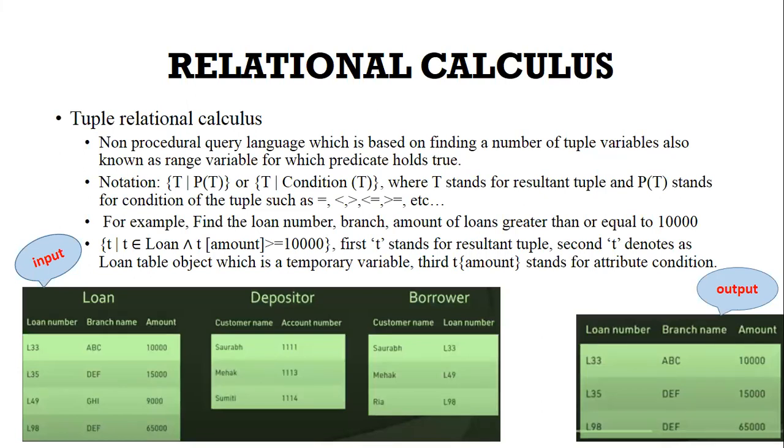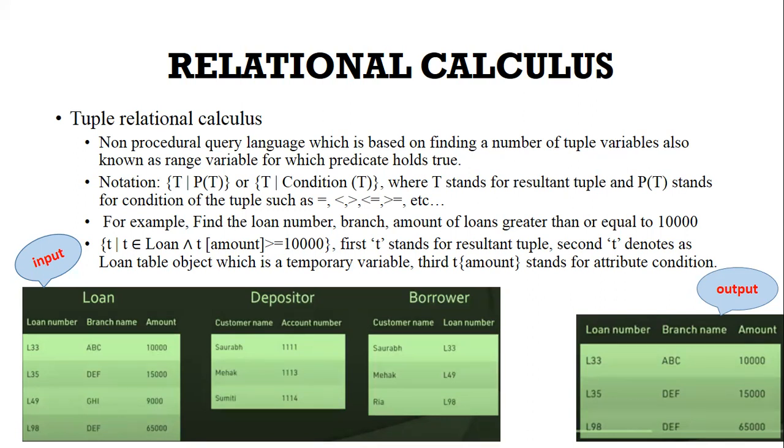So we have three tables here. One is the loan table, another one is the depositor table, another one is the borrower table. For this example, we will be taking the loan table. What we are going to identify is the loan number, branch, and amount of loans greater than or equal to 10,000.